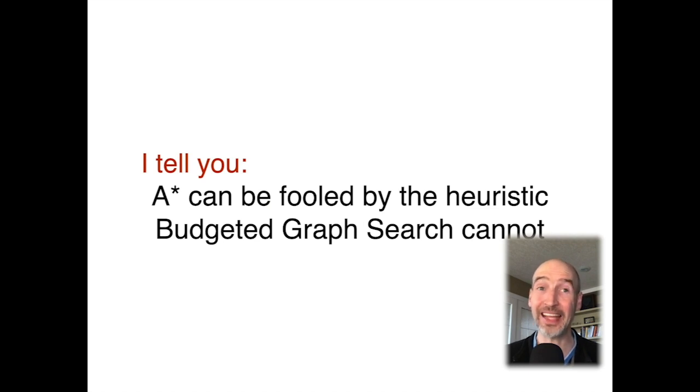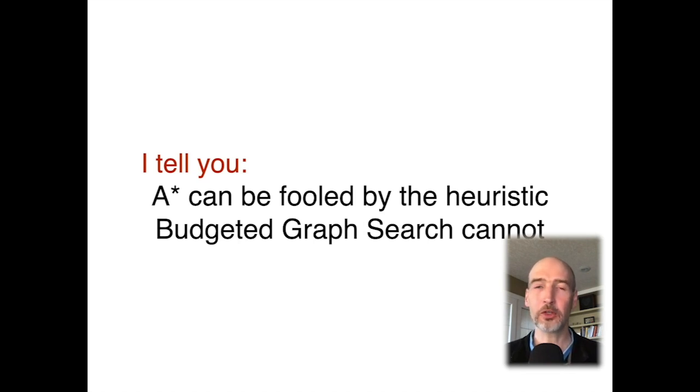But I tell you, actually, A star can be fooled by the heuristic, especially when it's inconsistent. Budgeted graph search cannot be fooled by the heuristic, because it does not actually use the heuristic to guide the search. It uses the heuristic only for pruning, just to set a limit for what to cut off. So if we know that we have an inconsistent heuristic, then A star may not be the best approach to use. Budgeted graph search would work better, at least in terms of the worst case analysis.